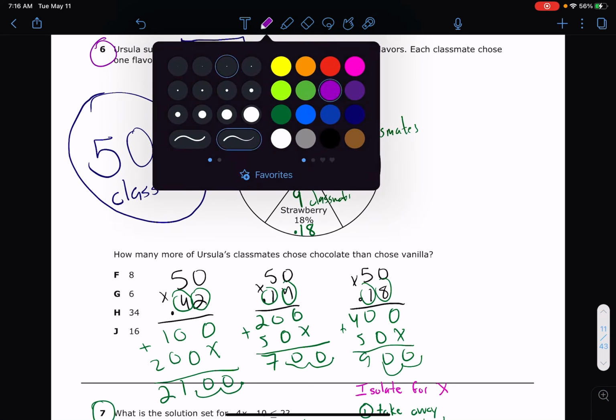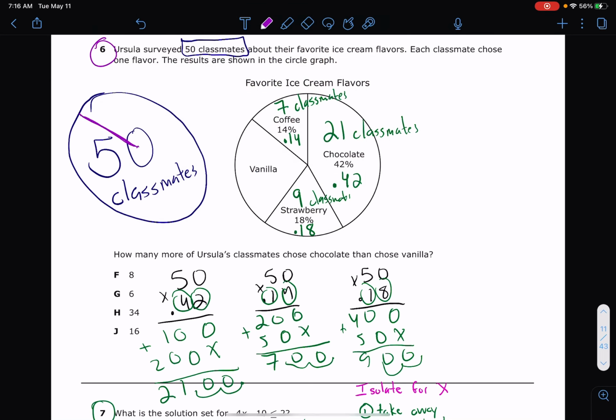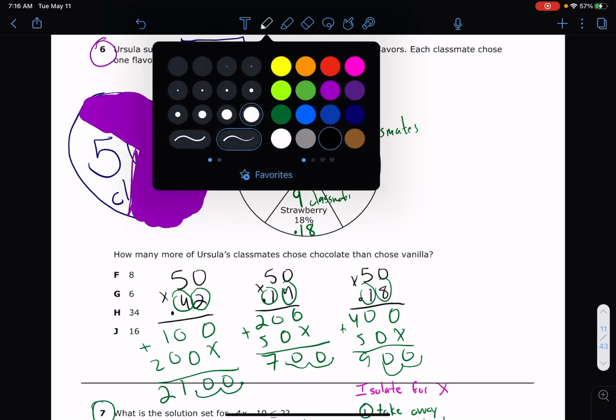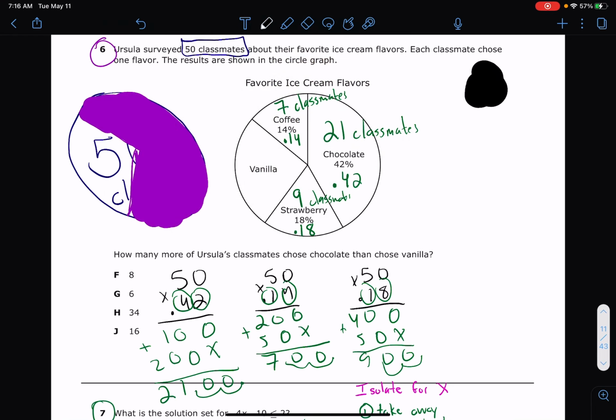Now, I have this much. If I have this much, how many classmates are in purple? ¿Cuántos estudiantes están en el morado? I would have to add 21 plus 7 plus 9. 1 plus 9 is 10. 10 plus 7 is 17. So this is 37 classmates.